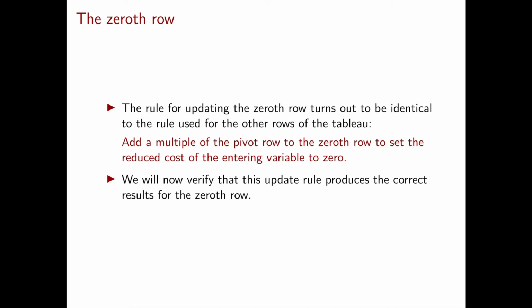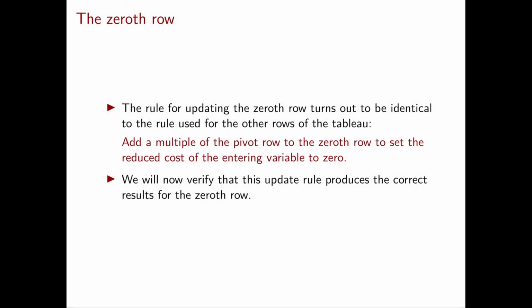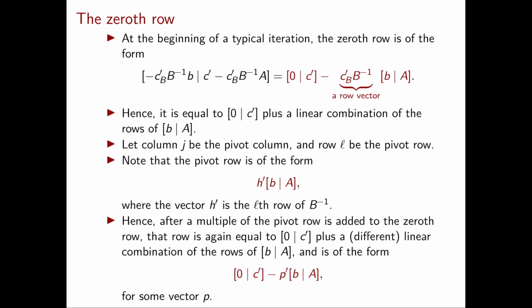Now the great thing about the 0th row is that the update rule turns out to be identical to the rule used in the remaining part of the tableau. Namely, we need to add a multiple of the pivot row to the 0th row to set the reduced cost of the entering variable to 0. Of course, we need to prove that this update rule produces the correct 0th row for the next iteration. So it needs to update correctly the negative of the current cost and the reduced costs. Now we're going to prove that this update rule is correct, and we're going to do this in a couple of different steps.